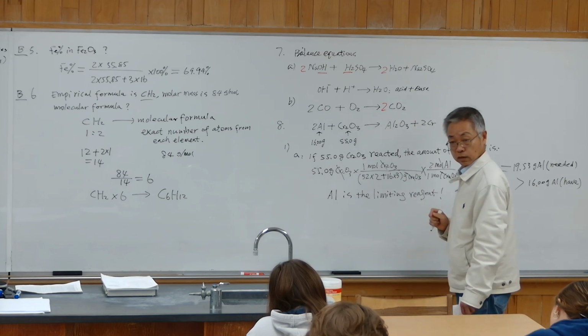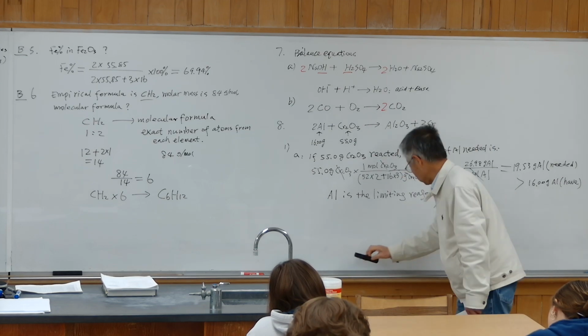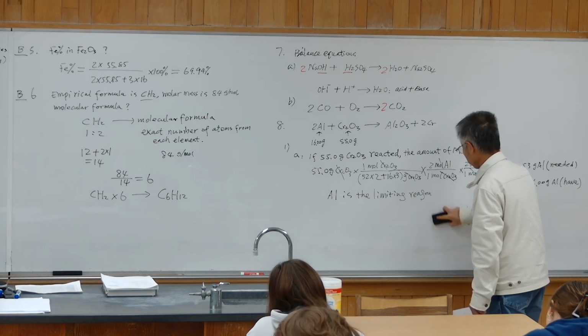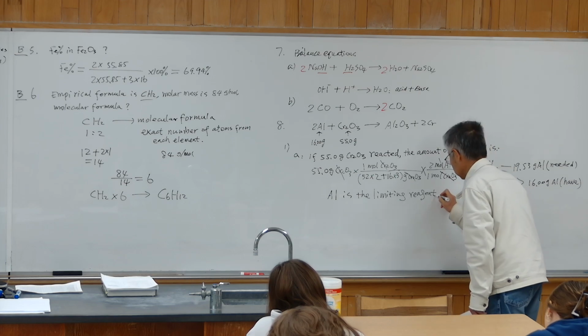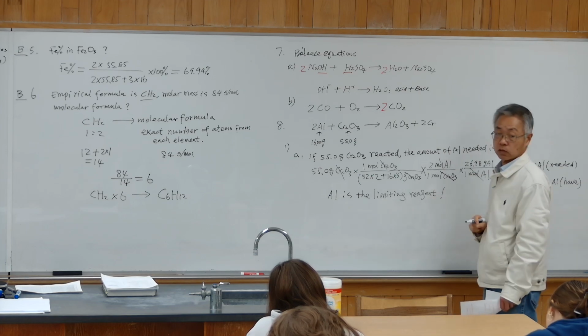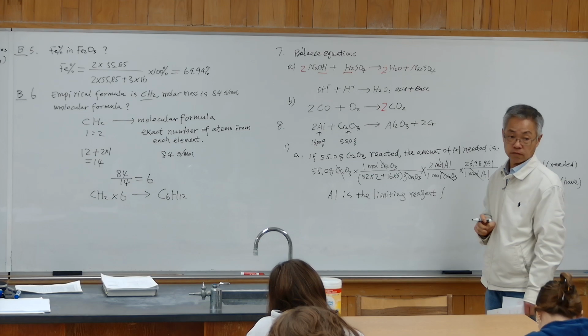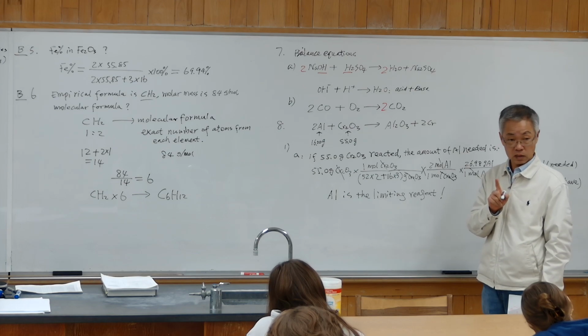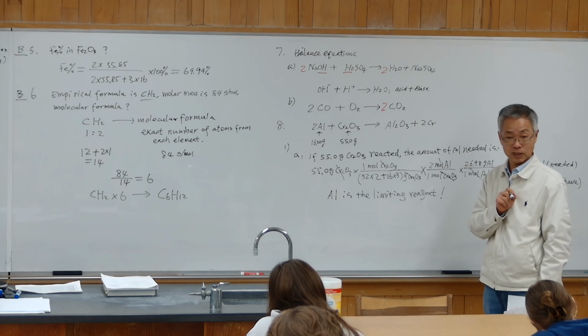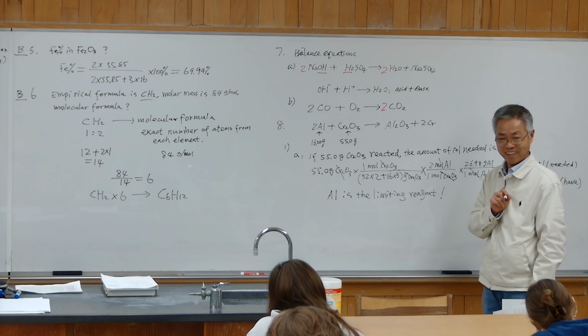Right? Because we need 19.5 gram, but we have only 16 gram. Of course, aluminum is not enough. Then it is the limiting reagent. Can you understand this idea? Because this is critical to getting your answer. Okay.